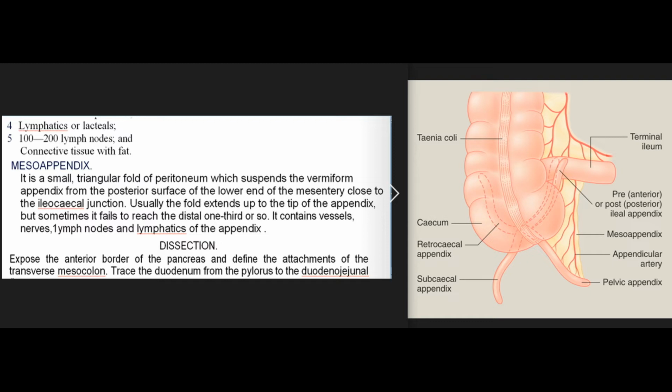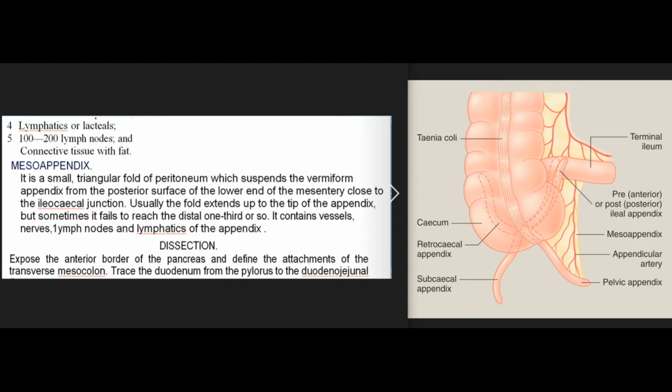Mesoappendix. It is a small, triangular fold of peritoneum which suspends the vermiform appendix from the posterior surface of the lower end of the mesentery close to the ileocecal junction. Usually the fold extends up to the tip of the appendix, but sometimes it fails to reach the distal 1/3 or so. It contains vessels, nerves, lymph nodes, and lymphatics of the appendix.